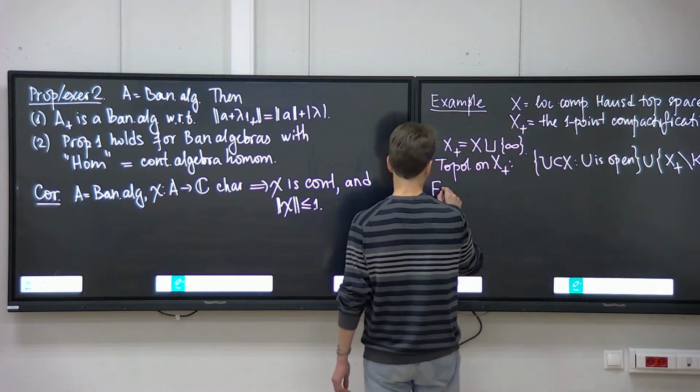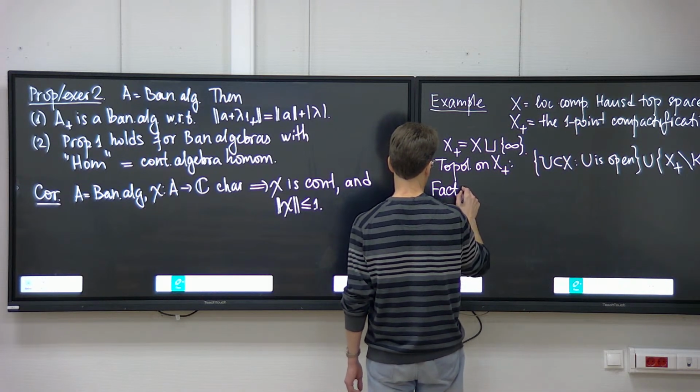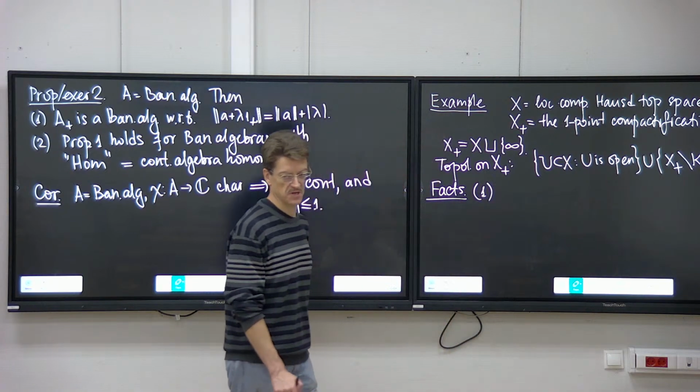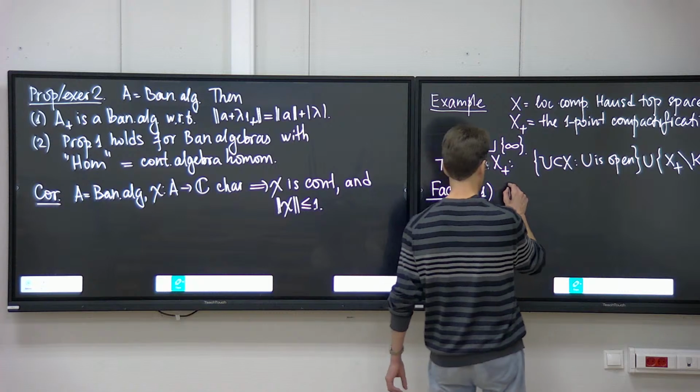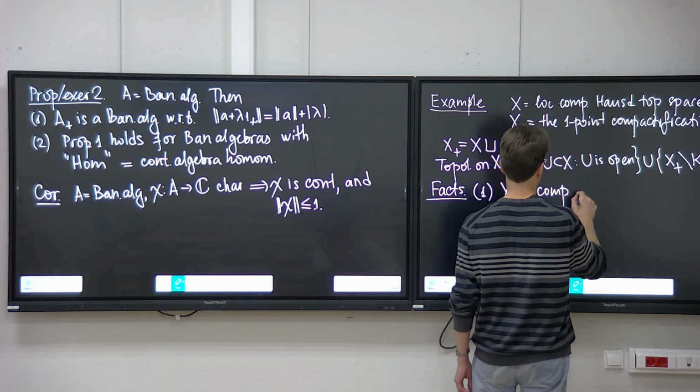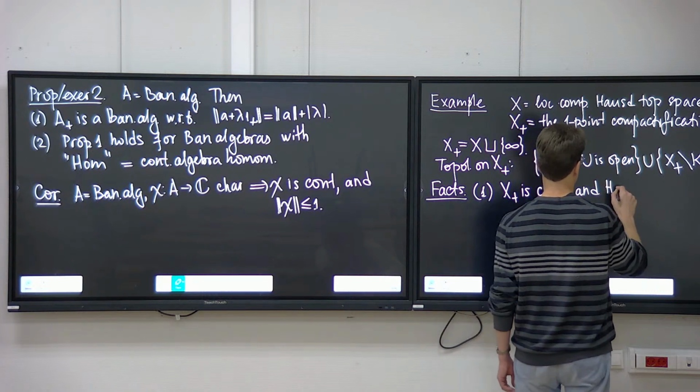And it's a standard fact. Actually, we have two facts. The first fact is that X plus is compact and Hausdorff.